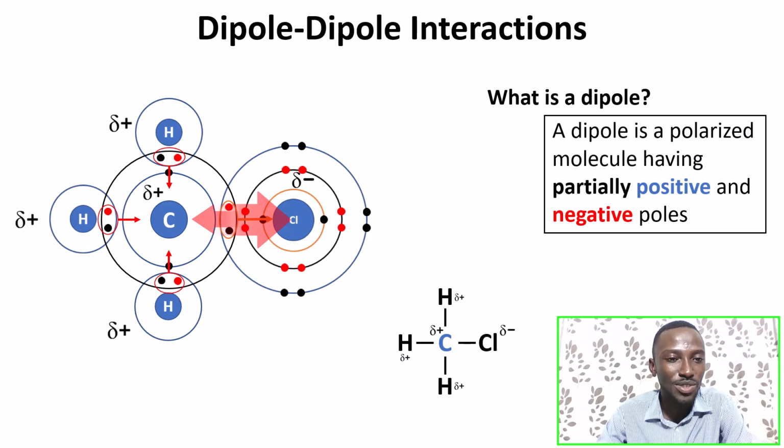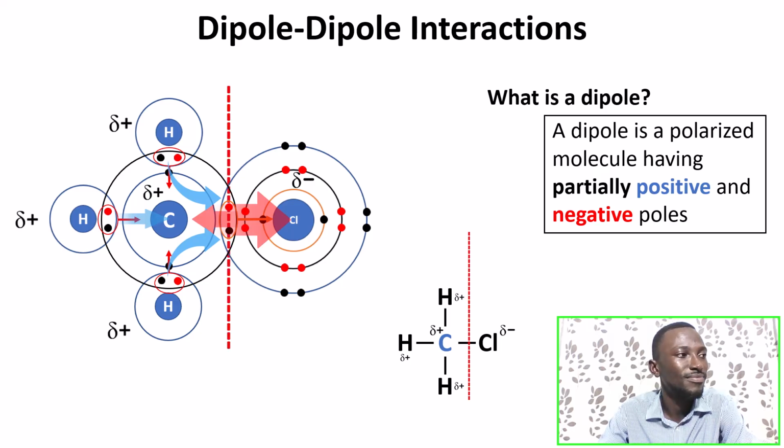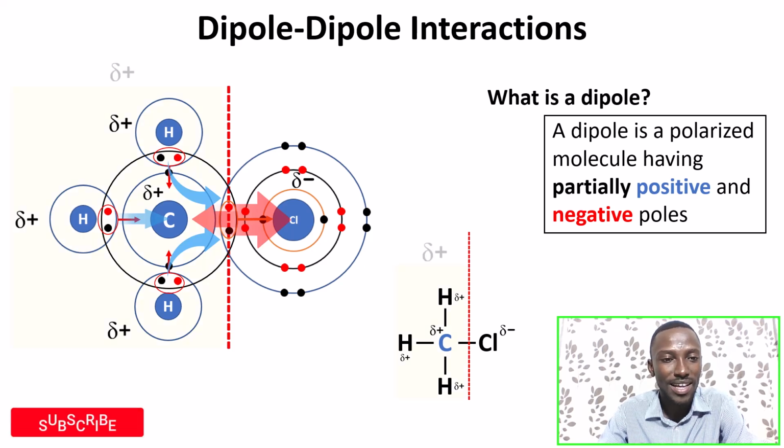So this is what happens. The electron clouds around the hydrogens and the carbon, all these four atoms, are pulled towards chlorine. Why? Because chlorine is more electronegative than the four atoms we have out there. So look at what happens. That means this chloromethane can be divided into two, based on their charges.